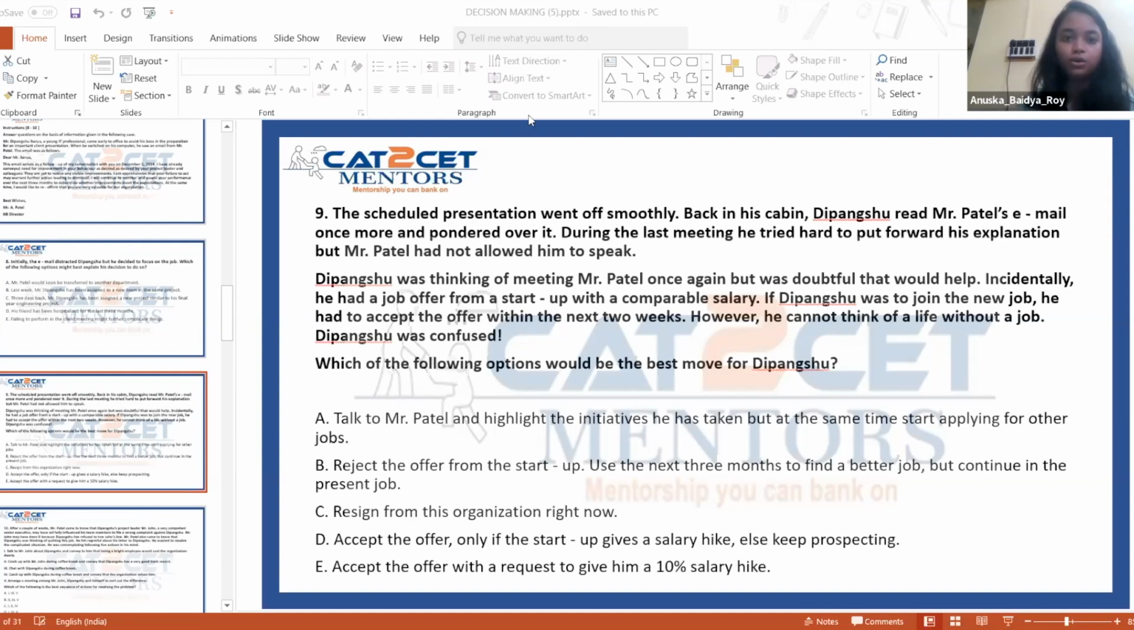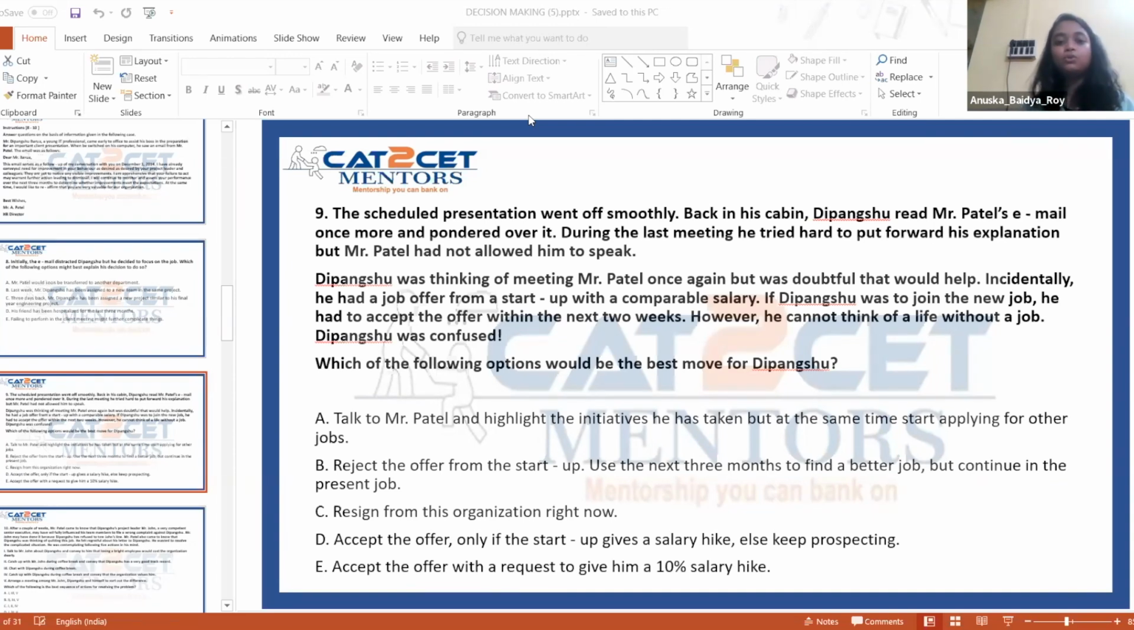So between D and E, what do you think would be the better option, right? E is better than D. Okay, see how I am comparing options? What is the logic running behind? Can you guys understand why I am selecting E over D?